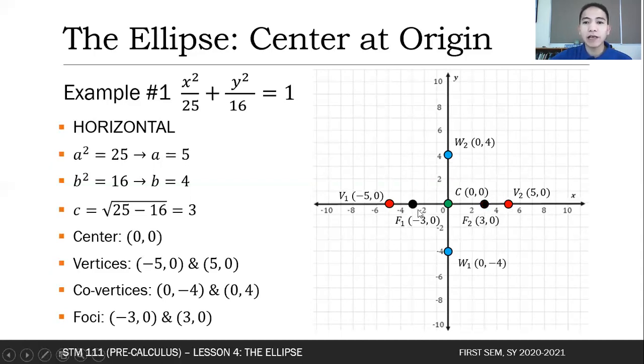So dahil kompleto na iyong 7 points, pwede mo nang i-draw ang iyong ellipse. Paano mo i-draw ang ellipse? Just make an oval shape passing through the vertices and the co-vertices. Nasa loob ang inyong foci. So ganyan tayo mag-graph ng isang ellipse given the standard equation whose center is at the origin.